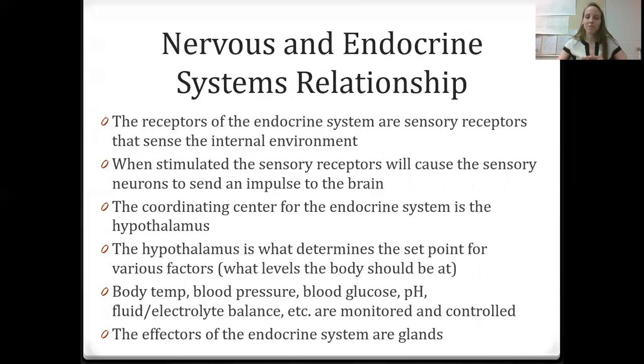hypothalamus. So for example, the hypothalamus sets your ideal temperature set point, which in normal conditions would be 37 degrees, but would be closer to 40 degrees Celsius if you had an infection and your brain decided a fever would be the best way to fight it. But everything from blood pressure to blood glucose to pH to osmotic pressure is all monitored and controlled by the endocrine system. And again, the effectors are just the endocrine glands.